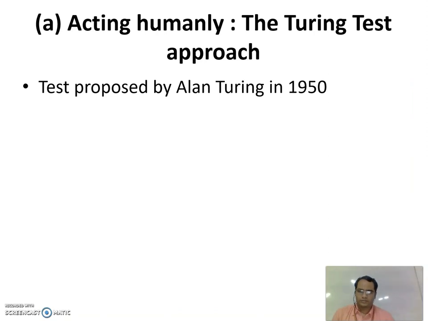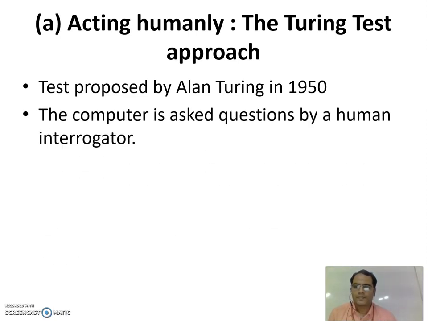Now let us try to elaborate on these things. Acting humanly. In case of acting humanly, around 1950, Alan Turing proposed one test by name Turing test, the Turing test approach. In his seminal paper, he has proposed this. Alan Turing has proposed the Turing test.